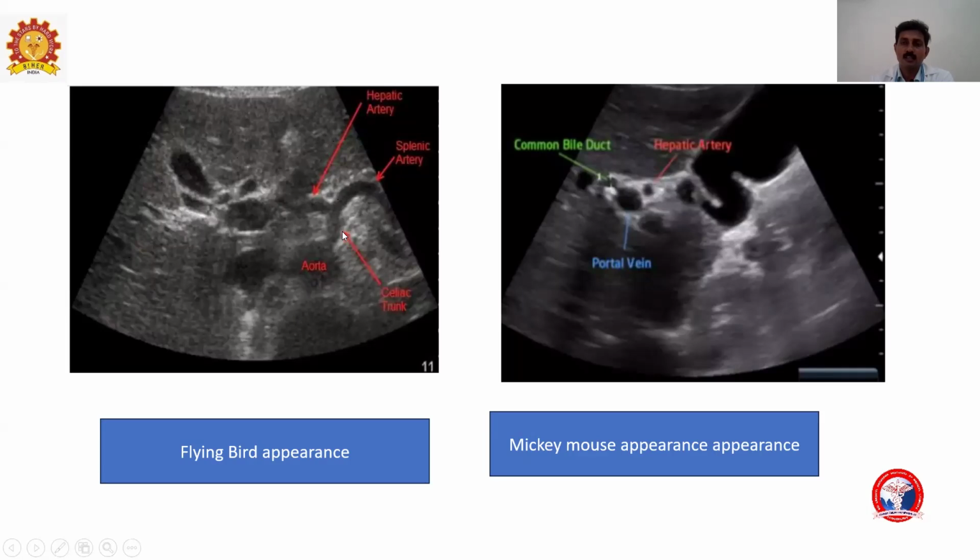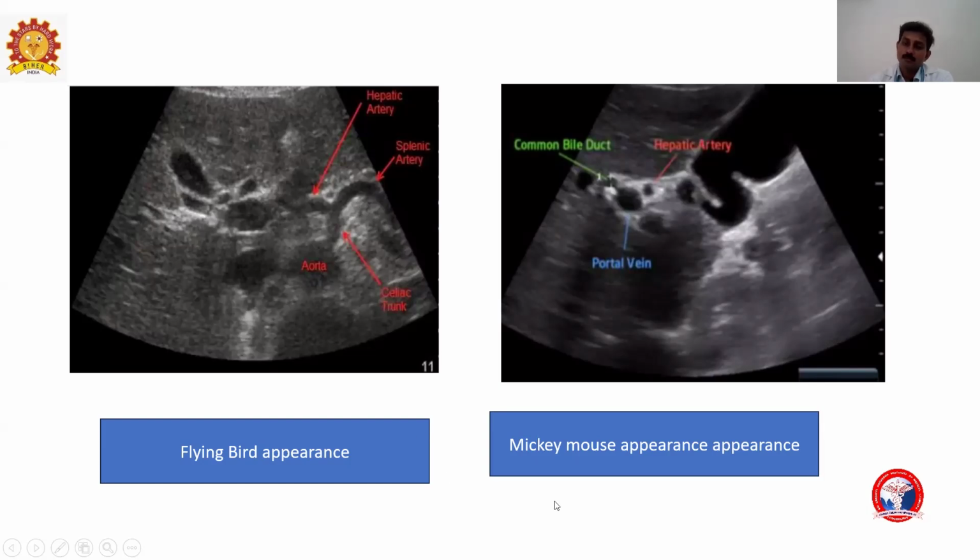What are the branches of celiac trunk? We have left gastric artery, splenic artery, and common hepatic artery. So this is the hepatic artery, splenic artery, and this is the celiac trunk. Left gastric artery is not seen because it's related to the stomach. So you can see the two branches of the celiac trunk. The appearance is called flying bird appearance.